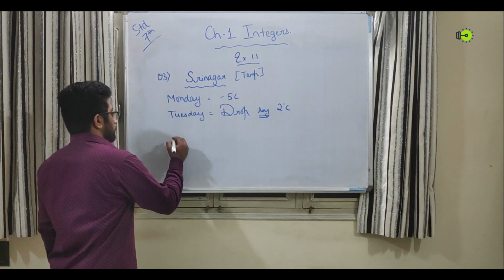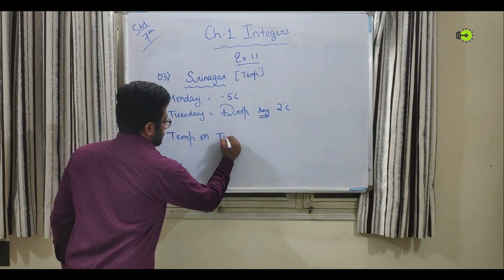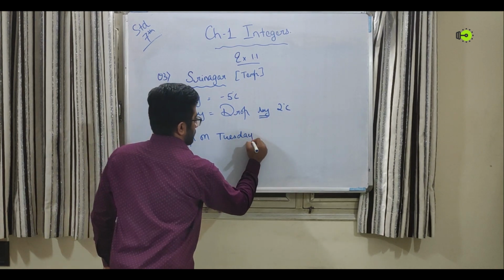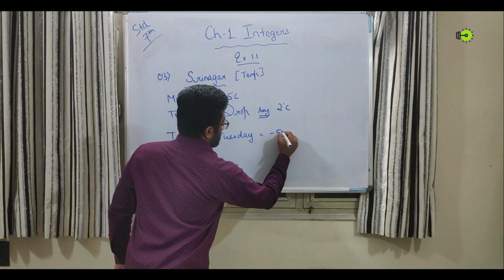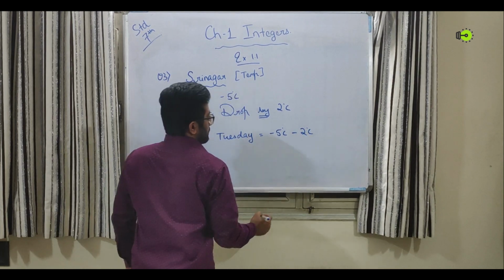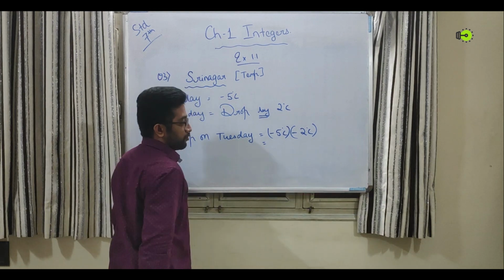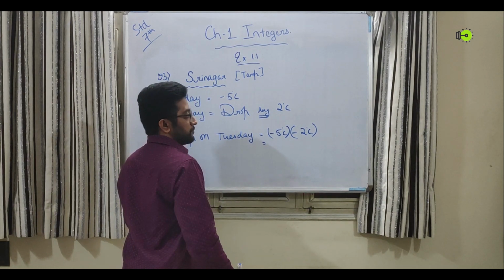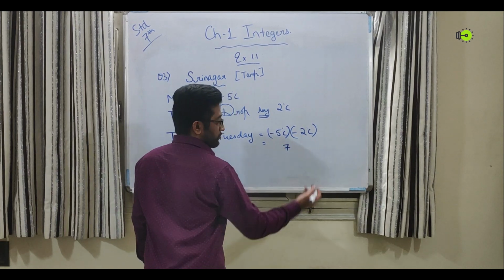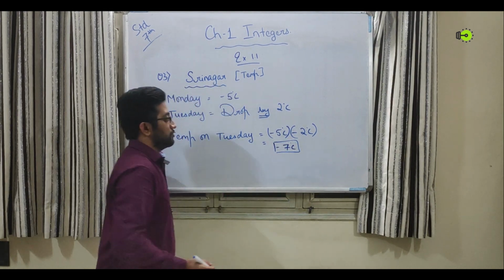Okay? So the temperature on Tuesday will be -5 degrees Celsius. Okay, then drop means -2 degrees Celsius. So here we will put up the brackets, minus minus plus. So what will be the answer? Can anybody tell me? Yes, 7, minus minus plus, and sign of the greater, that is -7 degrees Celsius. Please make a note of it.